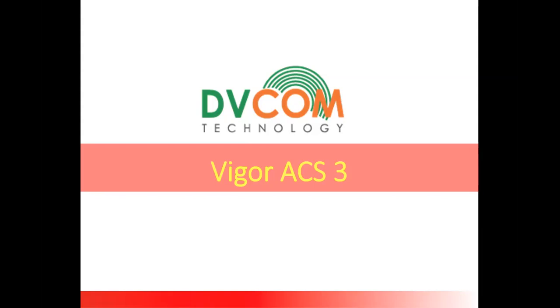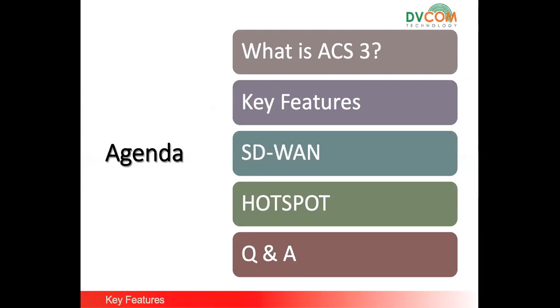Other than the management, what else are we going to get? What are the additional features? Those are the things we are going to discuss in today's webinar. The agenda for this webinar is: what is ACS 3, the key features, and we will discuss SD-WAN and hotspot. After that, there is a Q&A session. If you have any questions, you can raise your hand at any time, and we will give you the answers at the end of this webinar.